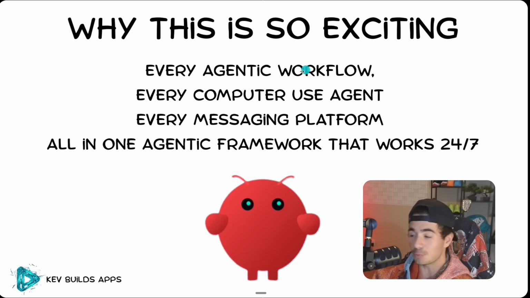And we do this by messaging our agent through iMessage, Discord, WhatsApp, or any other messaging platform that you want. So what this means is every agentic workflow that lived in N8N, for example, every computer use agent that we built on Playwright, every messaging platform that we wanted to build automations for can now live inside of this simple agentic framework that works 24/7. This is absolutely magic once again. Like, I can't believe I'm even making this video.